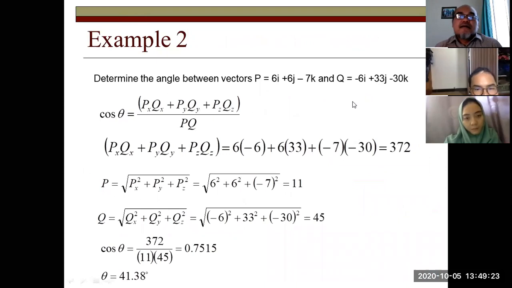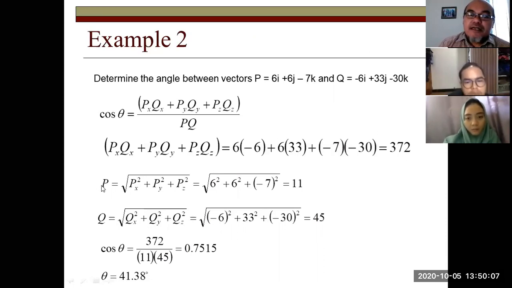For example, determine the angle between vectors P equals 6i plus 6j minus 7k and Q equals minus 6i plus 33j minus 30k. Very simple. To find the angle between the two vectors, we take the dot product P dot Q, divided by the magnitude of P and the magnitude of Q. For the upper part, the dot product: 6 multiplied by minus 6, plus 6 multiplied by 33, plus minus 7 multiplied by minus 30. We obtain 372 as the result.